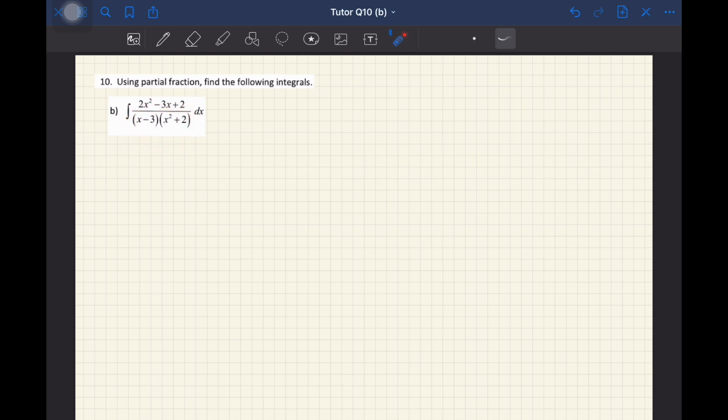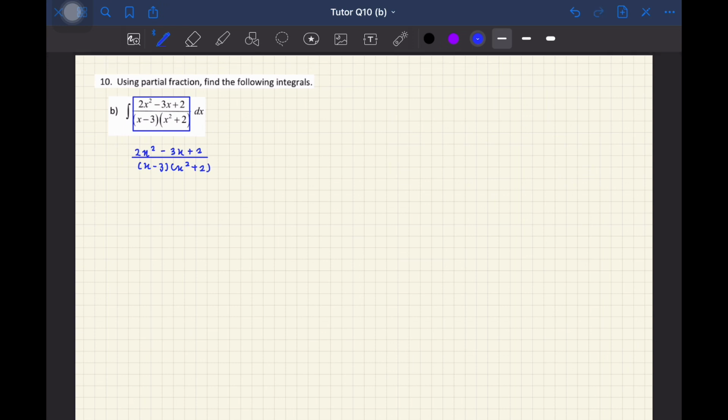So apa yang kita nak buat daripada sini adalah, first soalan dah cakap dekat situ, you need to use partial fraction. So kita akan salin dulu. I am going to copy whatever I have inside here, tapi kita abaikan dulu the integral dan juga dx tu, sebab kita nak express dulu, baru kita integrate. So I have 2x square minus 3x plus 2, and then dividekan dia dengan x minus 3 with x square plus 2.